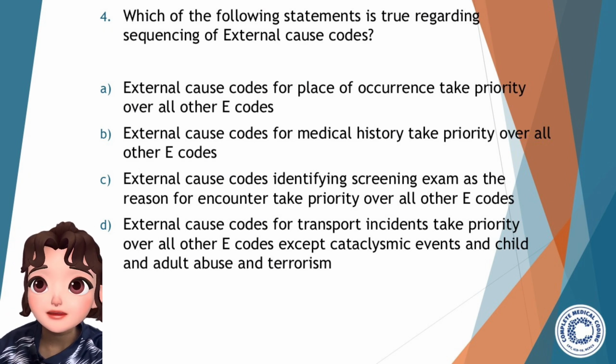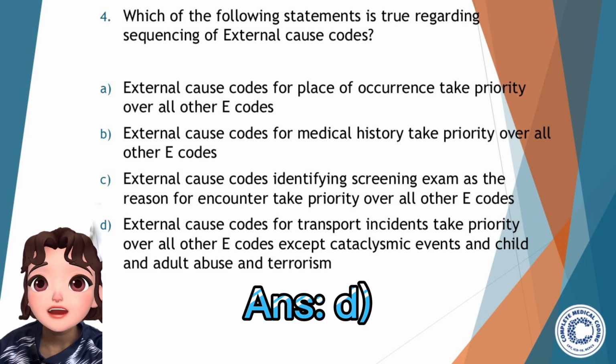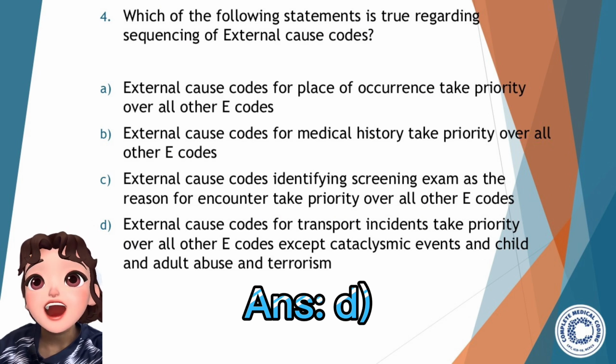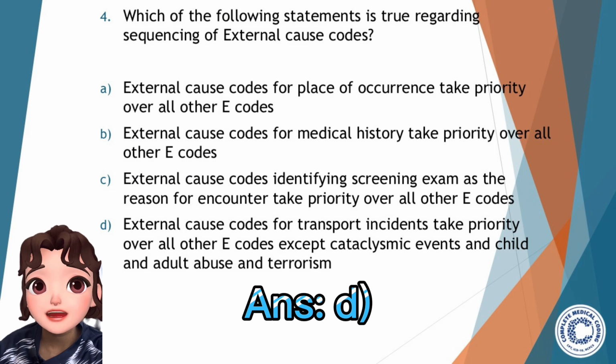No, that's also not the answer. The answer is option D. Let's see, what is it? External cause codes for transport incidents take priority over all other E codes except cataclysmic events and child and adult abuse and terrorism. Yes, this is the correct answer.